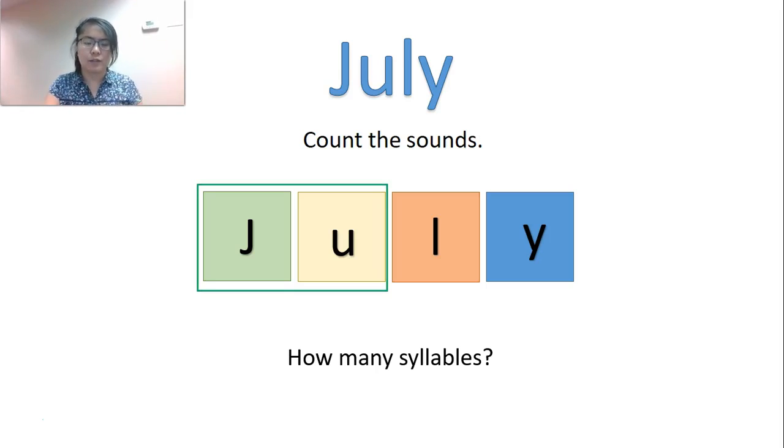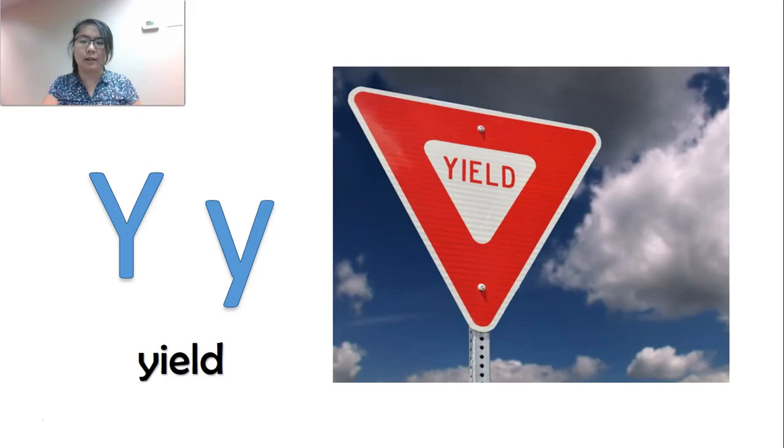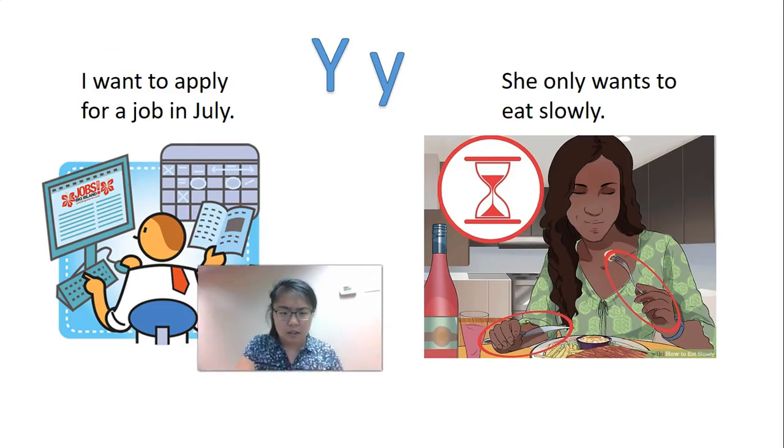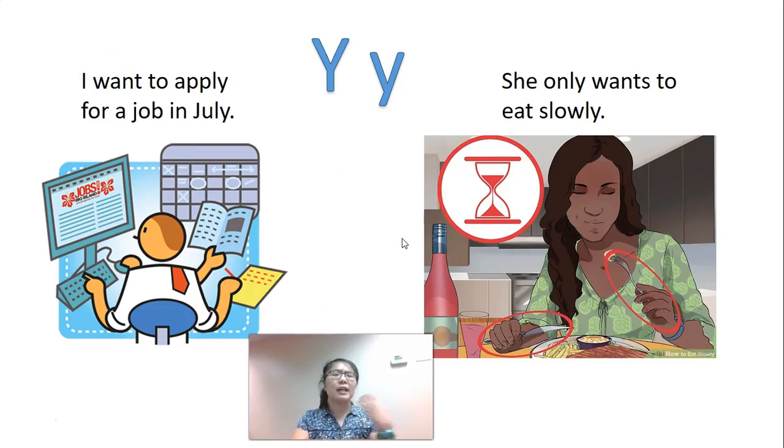So, July, 2 syllables. Now, if you remember, we learned that the letter Y says "y," like yield at the beginning of words, or yes, or you there, or yeah. So it's a common letter to begin words with, but it's also a common letter to end words with. So at the end of words, the letter Y makes some different sounds.